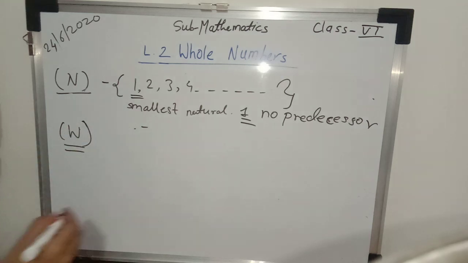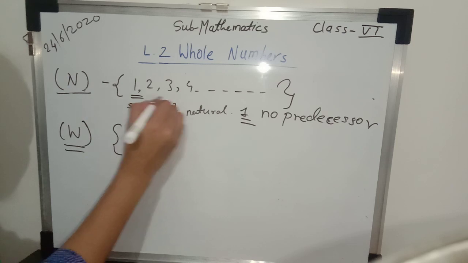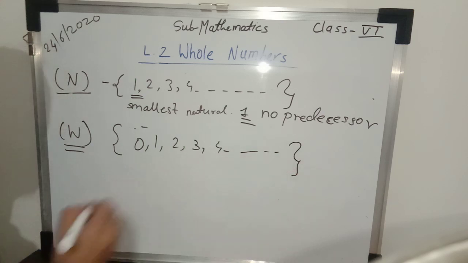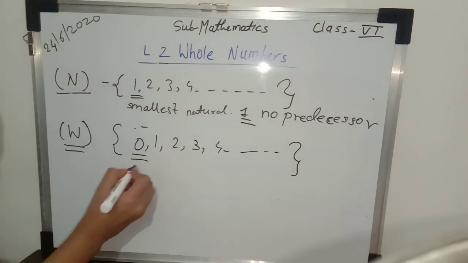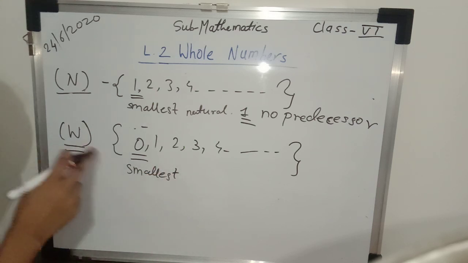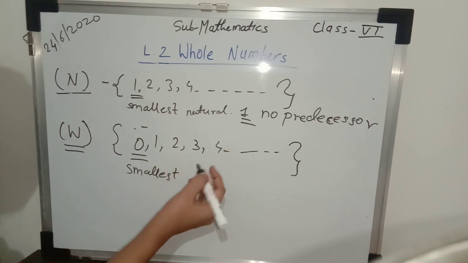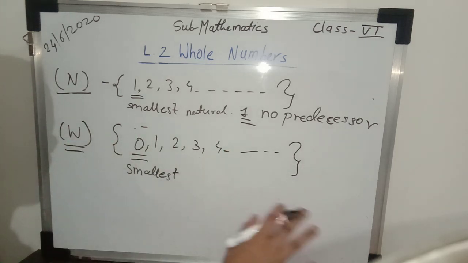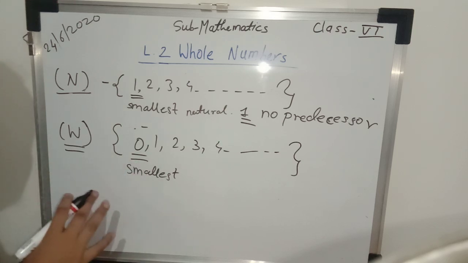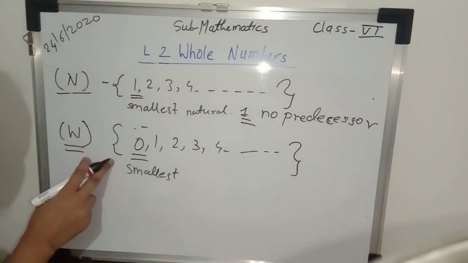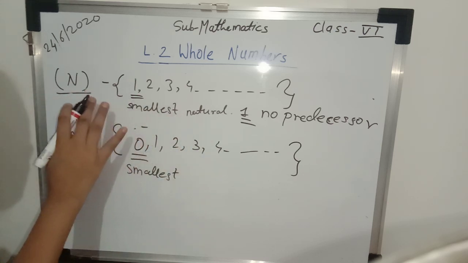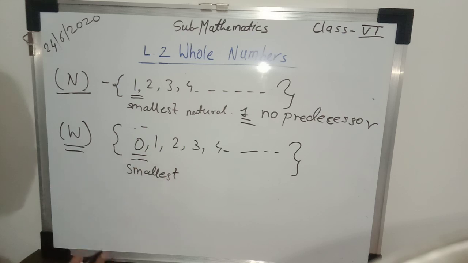After that we have seen the whole numbers, which include 0 and the other natural numbers 1, 2, 3, 4 and so on. The smallest whole number is 0. Here also we can't say which one is the greatest whole number, because infinite whole numbers are there. The difference between both number systems is that in natural numbers 0 is not there. Natural numbers do not start counting with 0, but whole numbers start with 0.